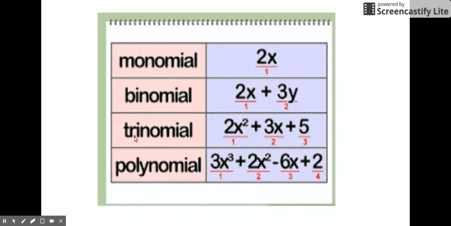After 3 pieces, they stop calling it stuff. They just call it a polynomial. A polynomial is more than 3 pieces. It could be 4 pieces, it could be 5 pieces, it could be 6. Everything else is just called a polynomial. All right, please make sure you answer that question on your worksheet.